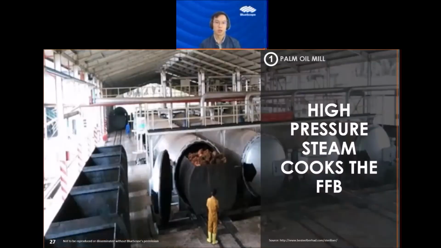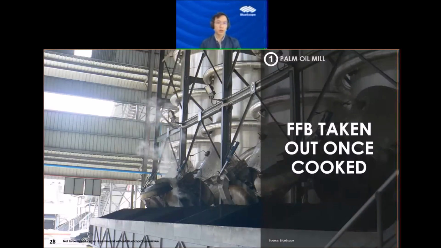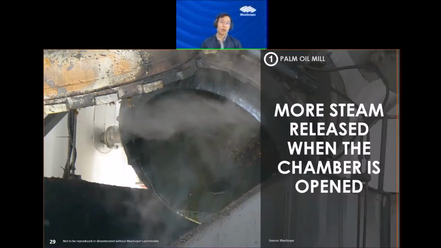Most often high pressure steam is used. The steam coming from the boiler is high pressure, so in this state it will cook the fruits faster. Upon being cooked, it will be taken out, just like the pressure cooker. Once it's cooked, you release the pressure, then you take it out. This is where a lot of steam is released from the chamber itself. Just like the boiler, there will be steam releasing out, but over here, this is where the steam will be let out freely.